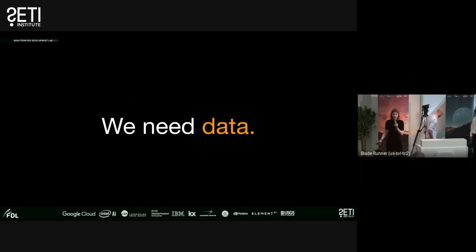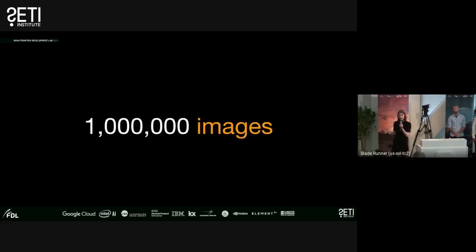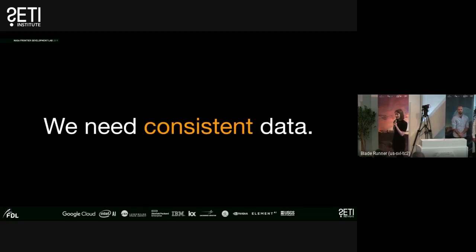Yes, we always need data, but in this case, we have a lot of data. Over the past 50 years, we've had a number of different instruments collecting images of the magnetic field of the sun. For our project alone, we had close to 1 million images of the sun available to us. But what we're lacking is consistent data.